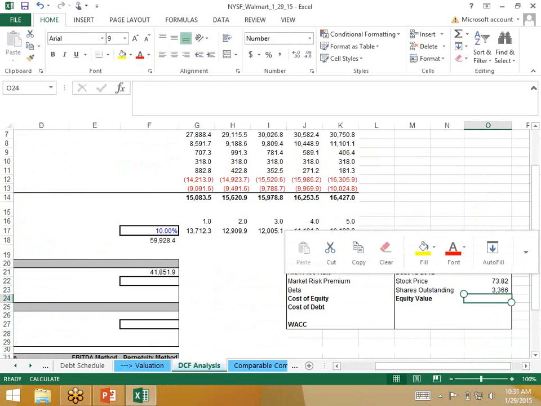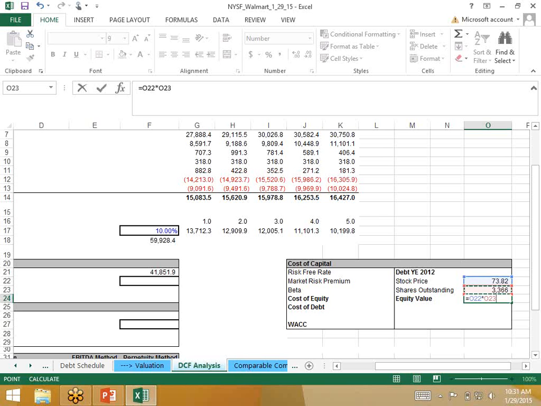And so we multiply to get the equity value. Stock price times shares outstanding. $248 billion is the market cap of Walmart. And to get from equity value to enterprise value, we take the equity value and we're going to add the net debt of the business. Total debt less cash.